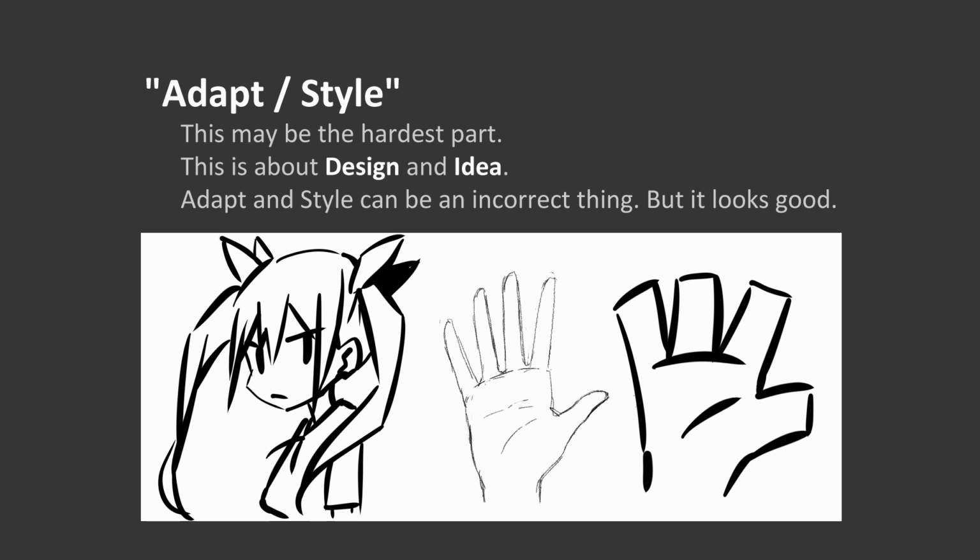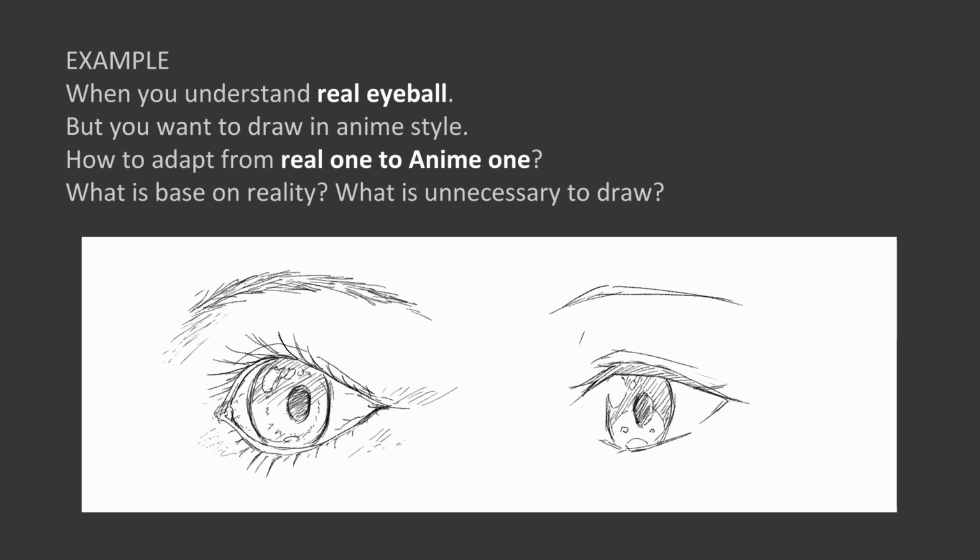Adapt style. This may be the hardest part. This is about design and idea. Adapting style can be an incorrect thing, but it looks good. For example, when you understand the real eyeball, but you want to draw in anime style. How do you adapt from the real one to the anime one?